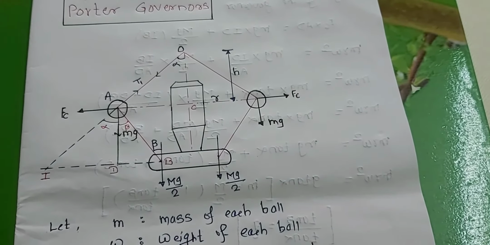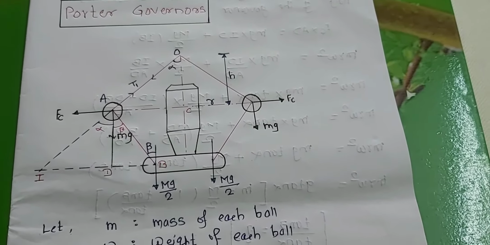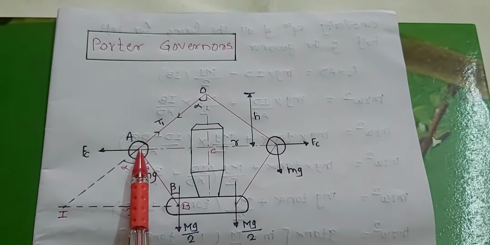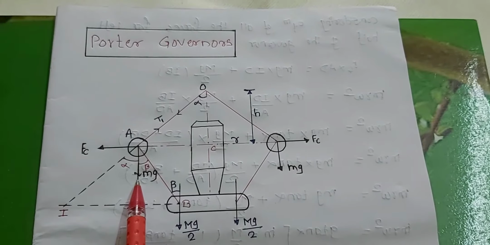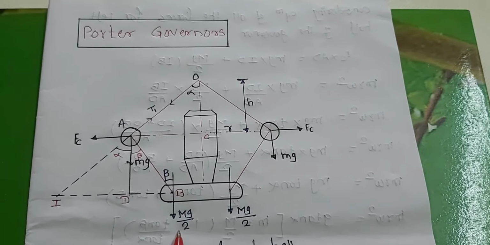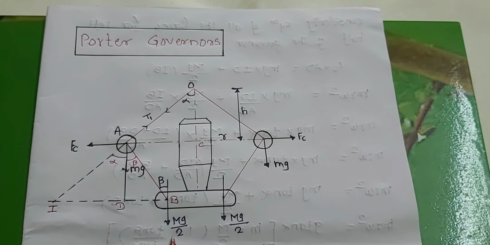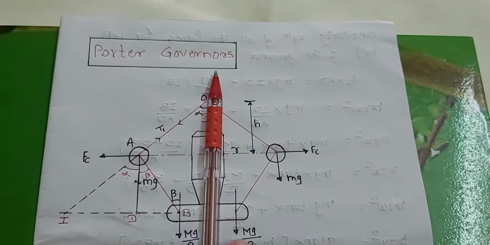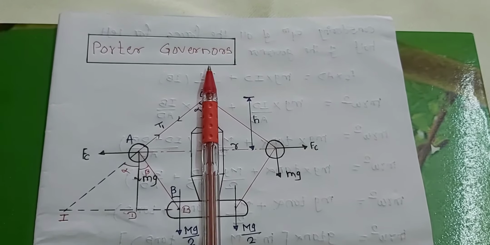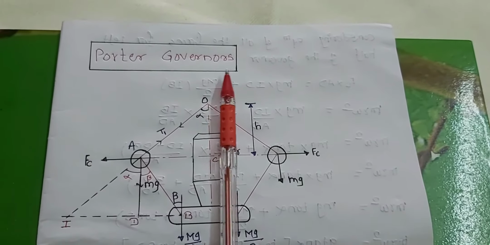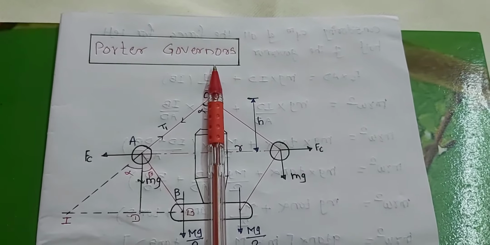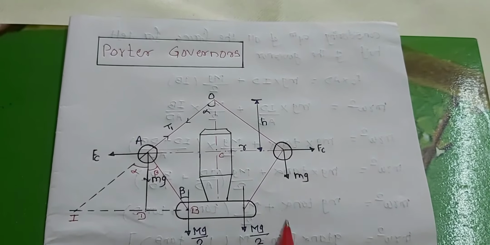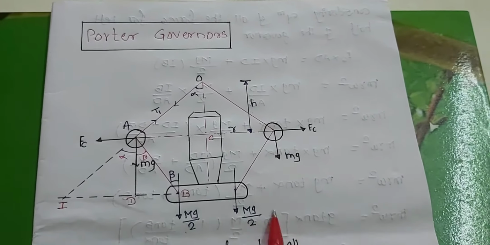So there are only three forces acting on the system. First, the centrifugal force. Second, the weight of the small ball, mg. Third, the weight of the sleeve, which is Mg by 2. Why is it Mg by 2? Because we are considering only the half section of this Porter governor, this side. In the half section, this is half the weight, Mg by 2, and this is also half.